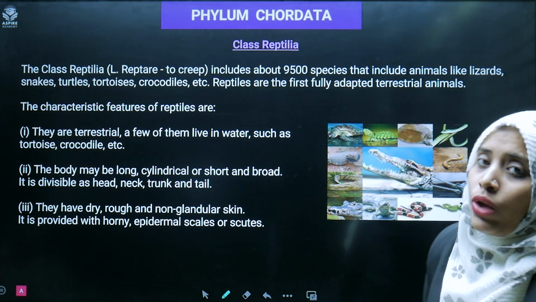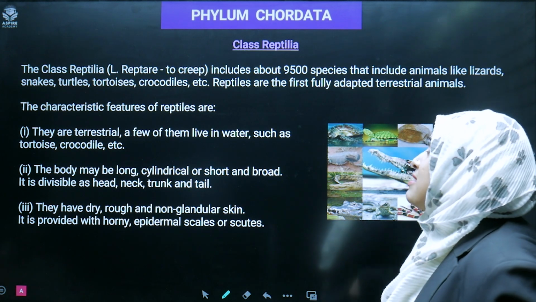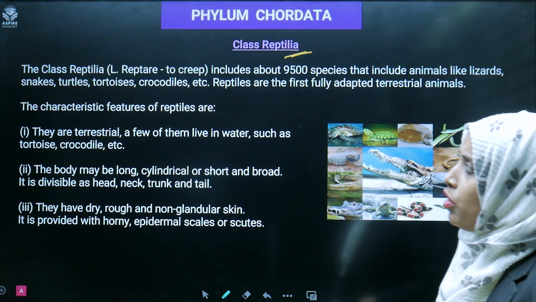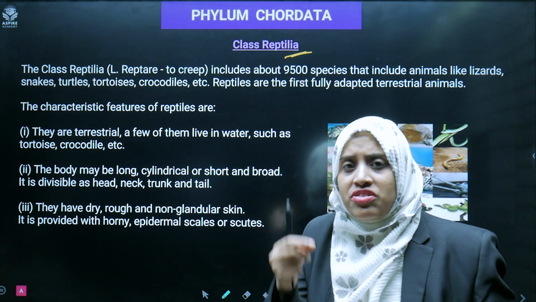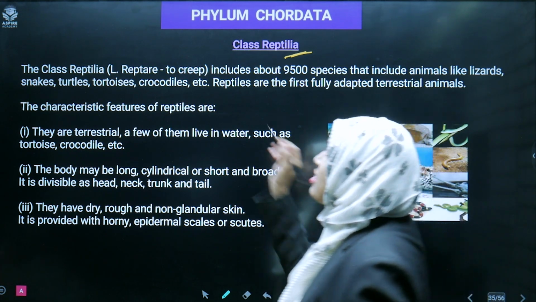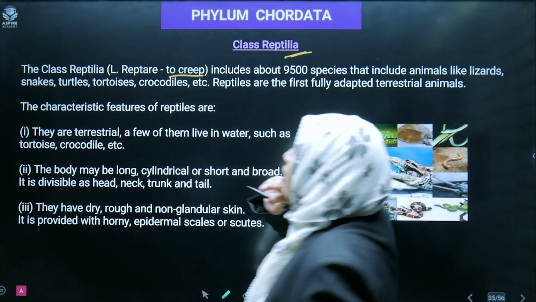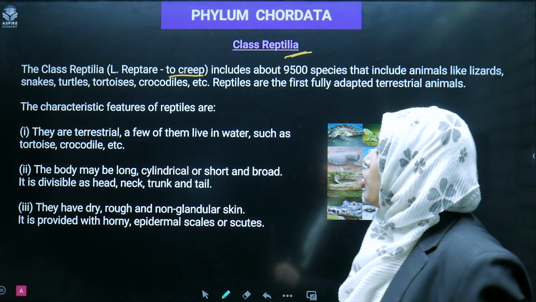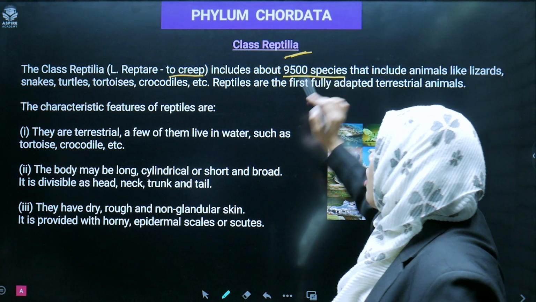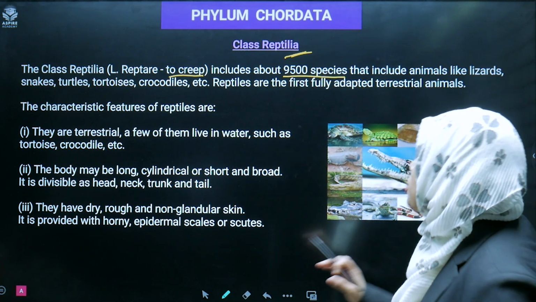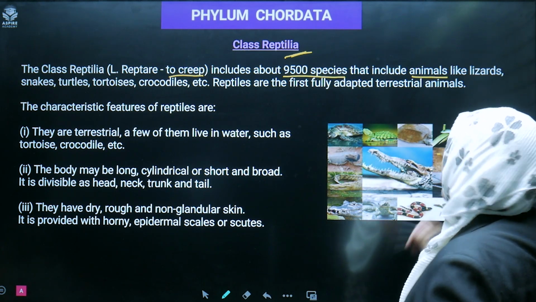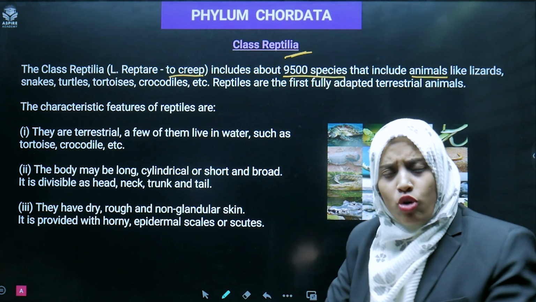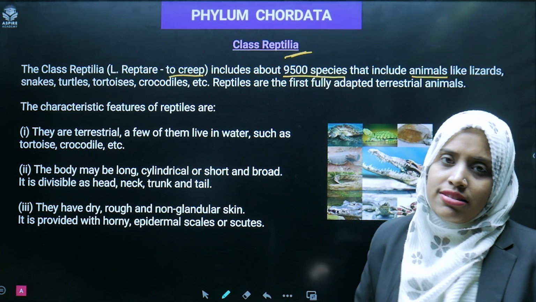Now, we'll come to the next class, that is Reptilia. The class Reptilia. So, what does the name suggest? Class Reptilia, that means they creep. Reptilia are the organisms that creep on the ground. They include 9,500 species of animals like lizard, turtle, snake, crocodile, tortoise, all come under this class.